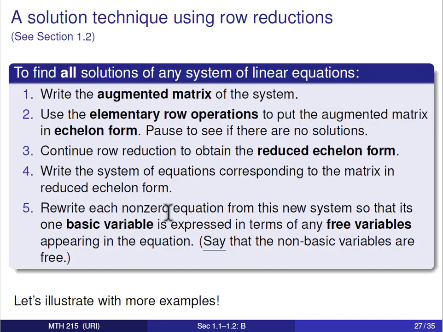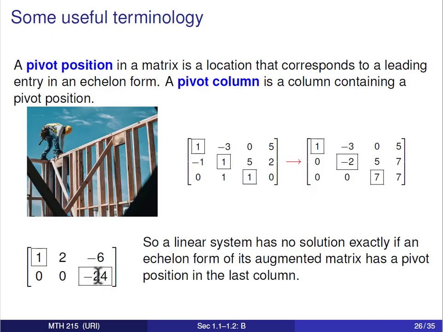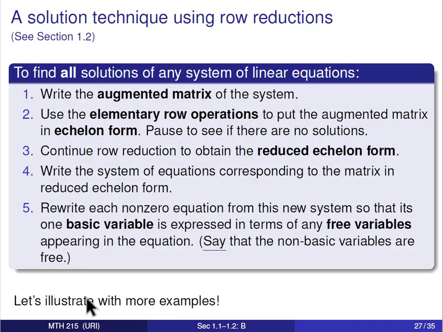Okay, so that's a little bit more detail on what you should look for to see if there are no solutions. You want to look to see if there's a pivot position in the last column. If there is, that means there's no solutions. You should stop at step 2. If you don't see a pivot position in the last column, then you're going to go ahead and carry on with the later steps of our technique.